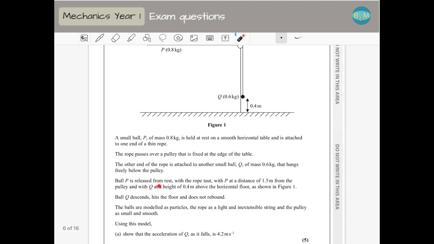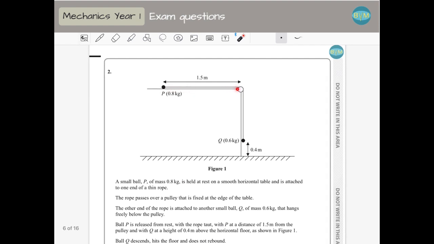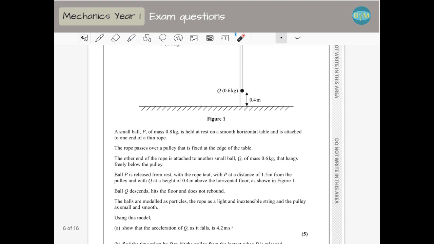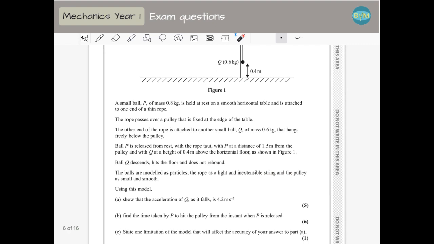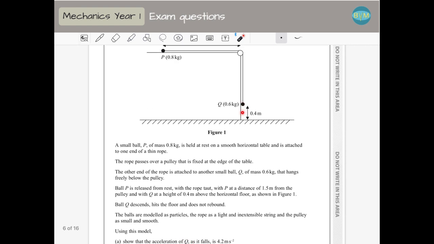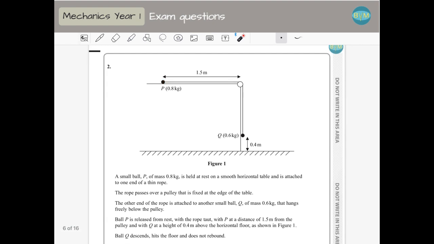Then P is released from rest with the rope taut, and P at a distance of 1.5 meters from the pulley, this distance here, and Q 0.4 meters from the floor. Ball Q descends, hits the floor, and does not rebound. So this goes down, hits the floor, and stops here. The balls are modeled as particles, the rope light and inextensible, and the pulley is small and smooth. Using the model, we have to find the acceleration of Q when it falls, which is going to be the same as the acceleration of P.